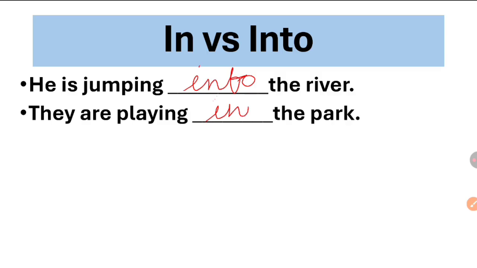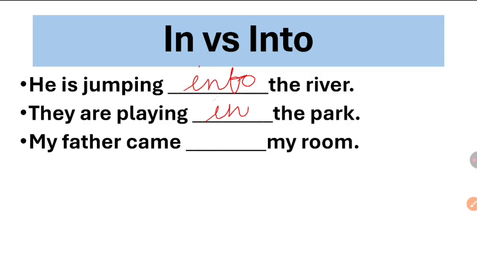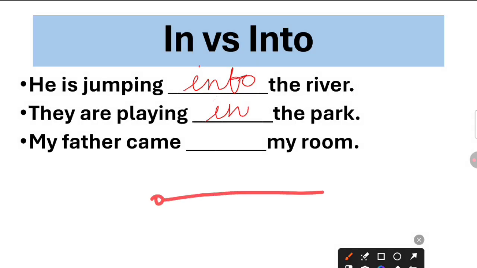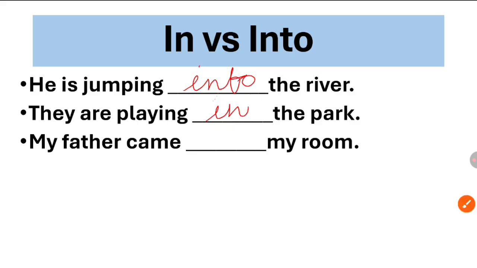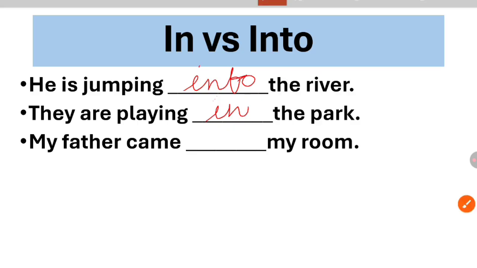Now next sentence. My father came blank my room. What do you think? What is the correct answer? So here again you have to think that there is a movement from one place to another place. Suppose he is the father and this is your room. So my father came into my room. So there is a movement. So it's very clear that the correct answer will be into. My father came into my room.